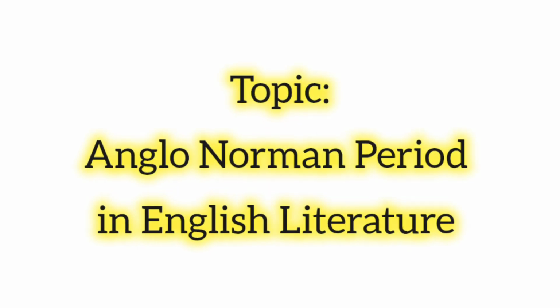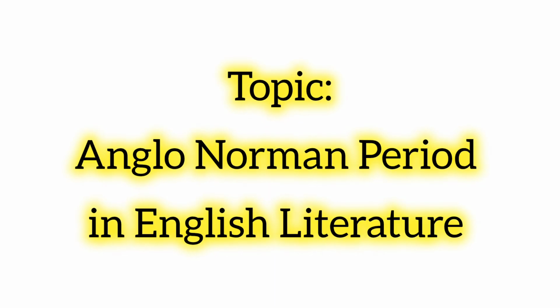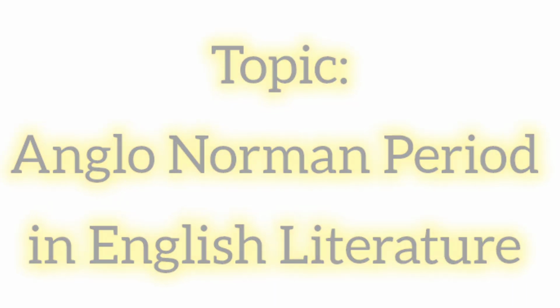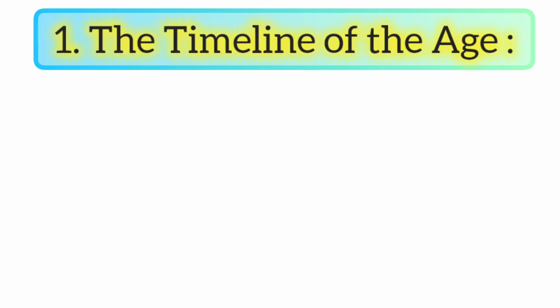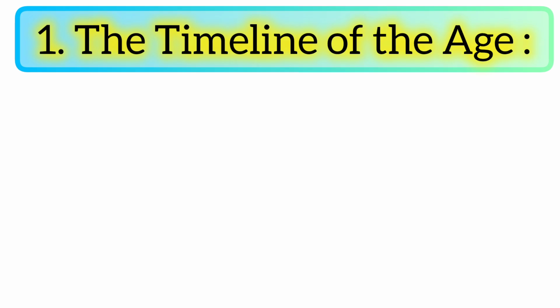In today's video, we will discuss the Anglo-Norman period, which is an important period in the history of English literature. This video has been divided into 4 parts for your easy understanding. So, without wasting any time, let's begin our video. The first part of the video is the timeline of the age.